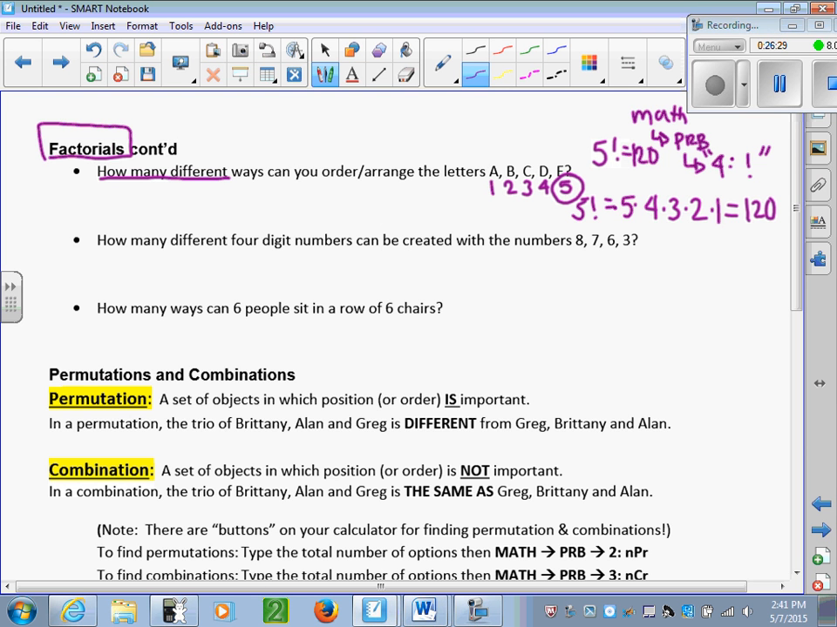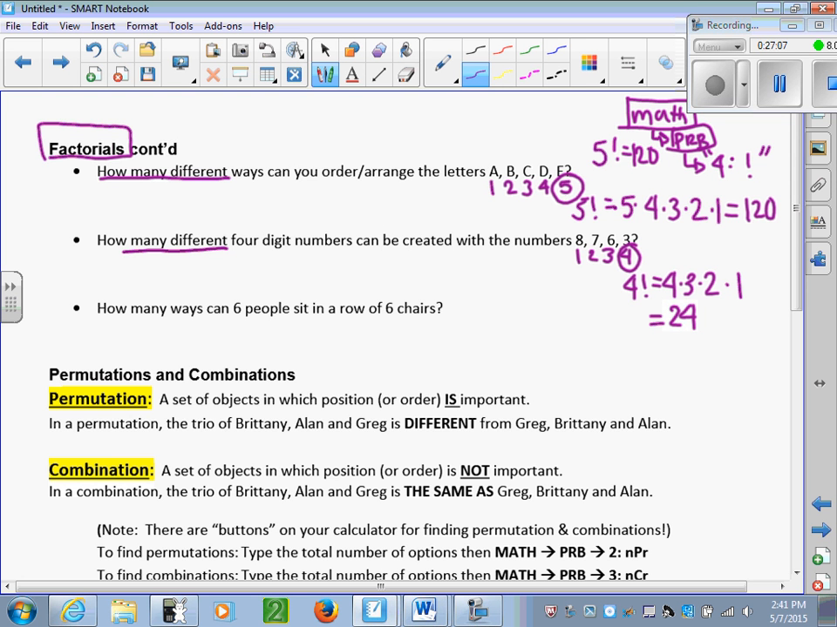Okay, so then we have another one. How many different 4-digit numbers can be created using this set of numbers? Well, this would be 4 factorial, because we have 4 different numbers that we're trying to use to make phone numbers. So 1, 2, 3, 4. So 4 factorial. Again, you can put it in your calculator using Math, going over to the probability menu and selecting number 4, or you can do 4 times 3 times 2 times 1, which equals 24.